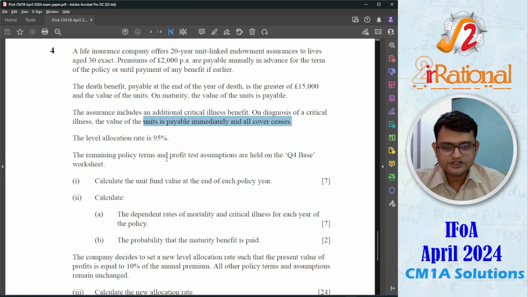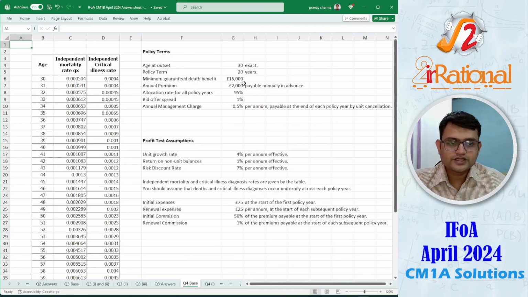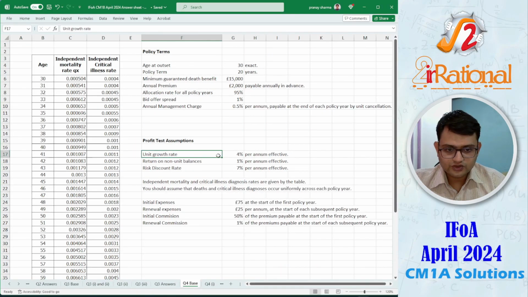The remaining policy terms and the profit test assumptions are held on the question 4 base worksheet. Calculate the unit fund at the end of each policy year. So here are the bases. First of all, the unit growth rate would be important for the unit fund.